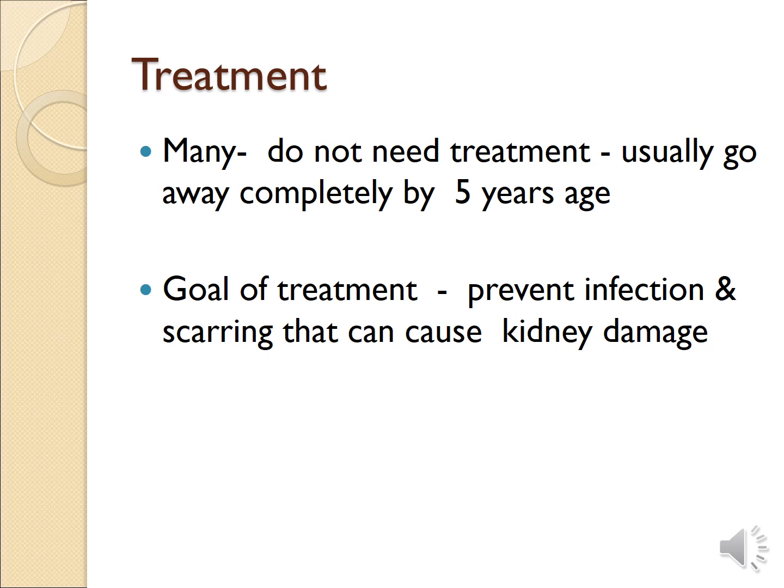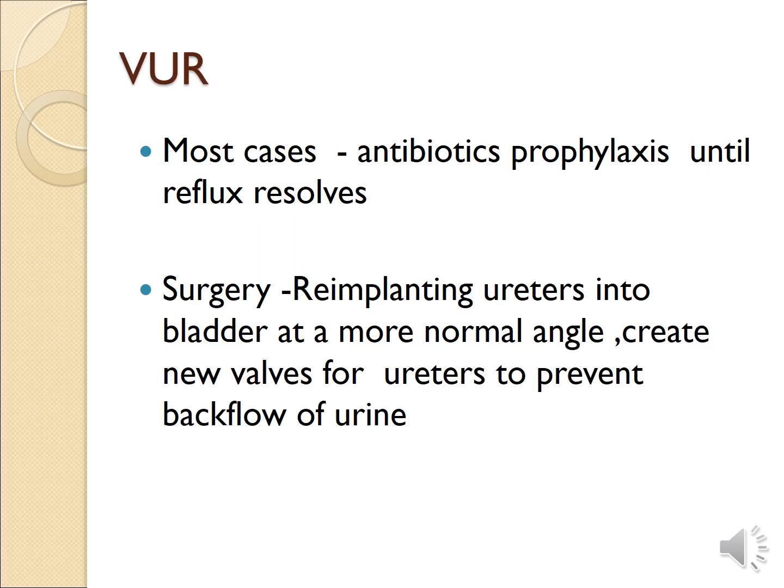Now come to treatment. Many children do not require any treatment because usually it goes away spontaneously; they recover by the age of 5 years. But the goal of treatment should be, number 1, to prevent infection, and number 2, to prevent scarring of the kidney so that kidney damage is prevented. So most cases require antibiotic prophylaxis. Grade 1 to grade 5 refluxes require antibiotic prophylaxis until the reflux resolves. Prophylaxis means usually for 1 to 2 years we give low dose antibiotics. And then surgery is done for grade 3 to grade 5 VUR.